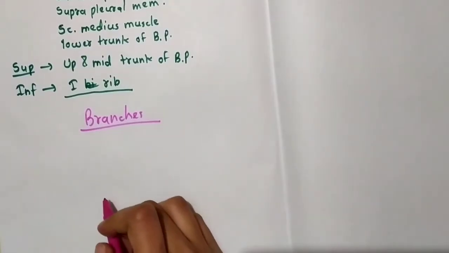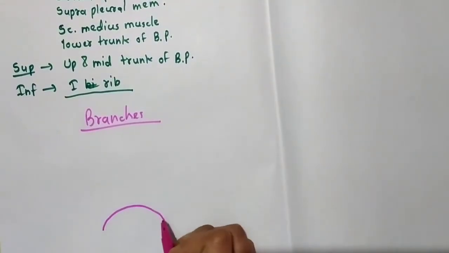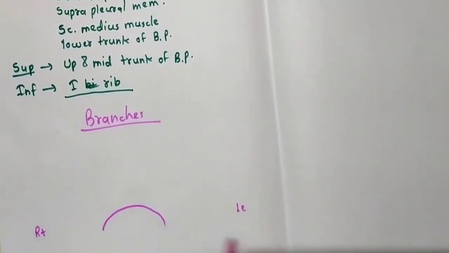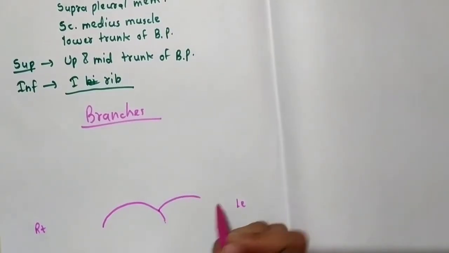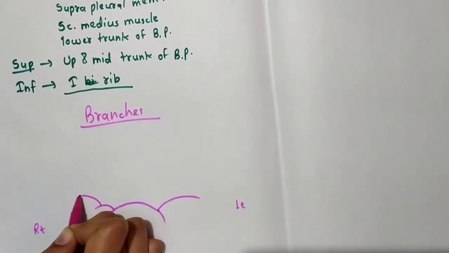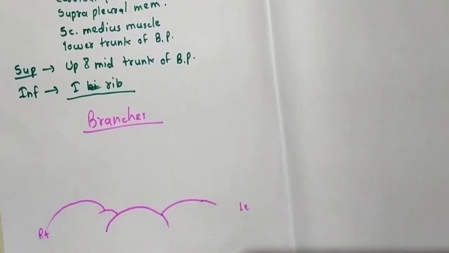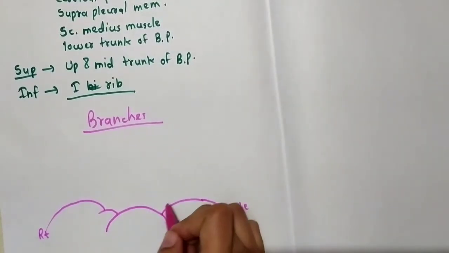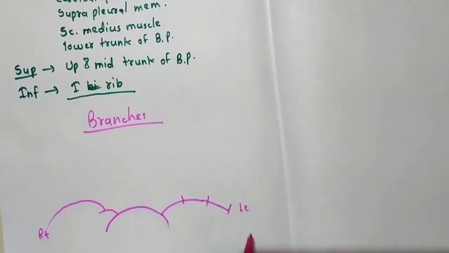Okay, so this is the arch of aorta, this is the left side and this is the right side. From the left side there is the left subclavian, and on the right side there is the brachiocephalic, from which there is the right subclavian. I am not drawing the common carotid because it will confuse you. So this is the first part, second part and third part.